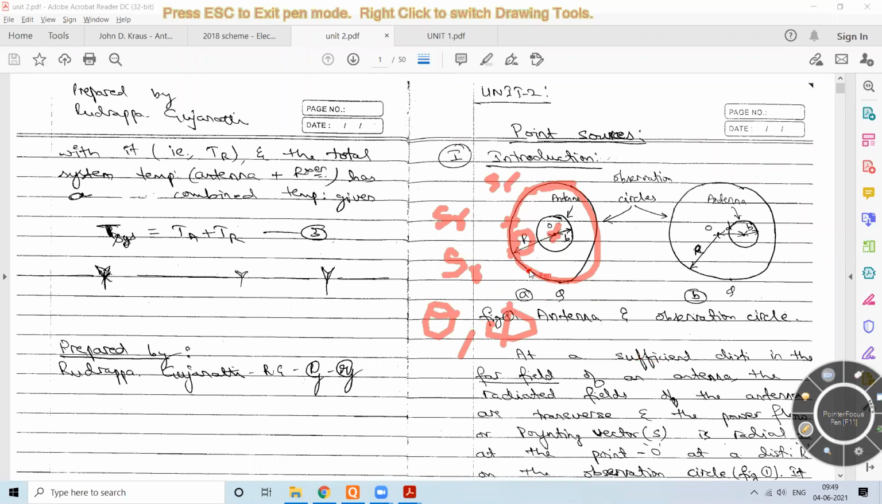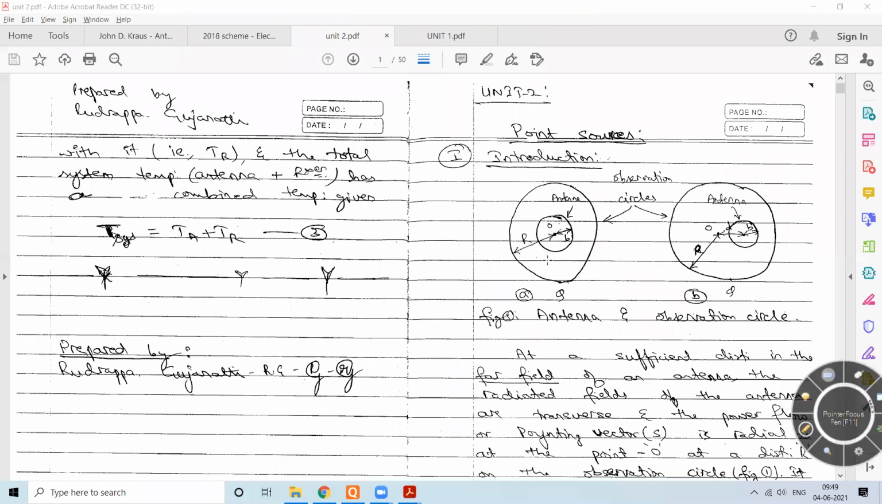So if I am able to keep this observation point at constant distance and then measure the values, and if this is an isotropic antenna, all the values will turn out to be the same. So this is what an isotropic antenna will be. Practically, we don't have antennas which radiate equally in all directions. So the isotropic antenna is like a reference kind of thing.